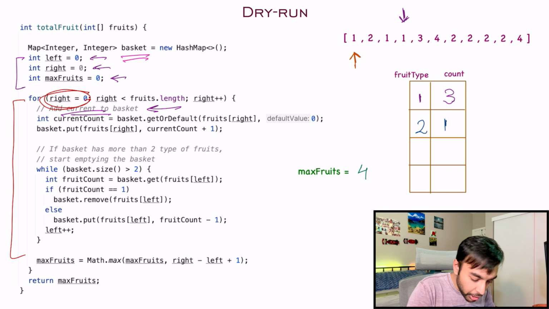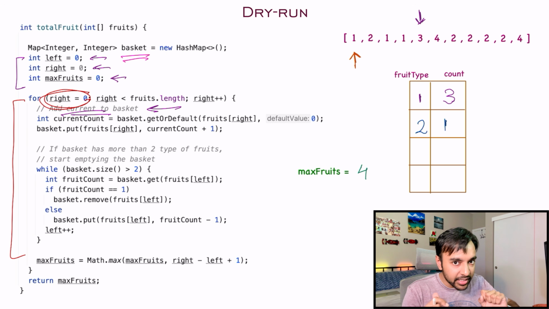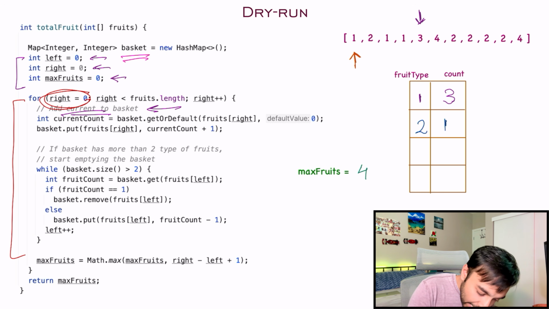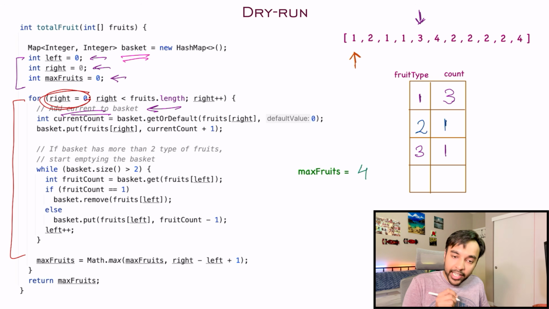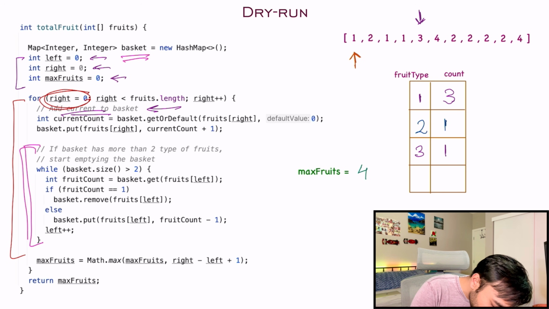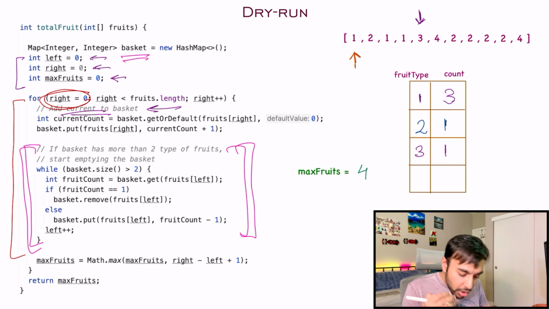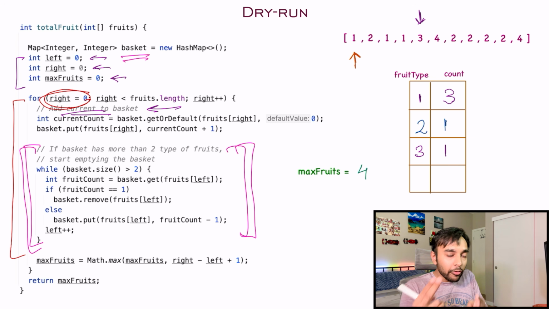Now advance one more pointer. This is where things get interesting. The fruit type is 3. I do not have it in my basket. So what do I do? I will add this fruit to my basket and its count is just 1 right now, correct? Now look at this code. My basket has more than 2 types of fruits. So what do I need to do?